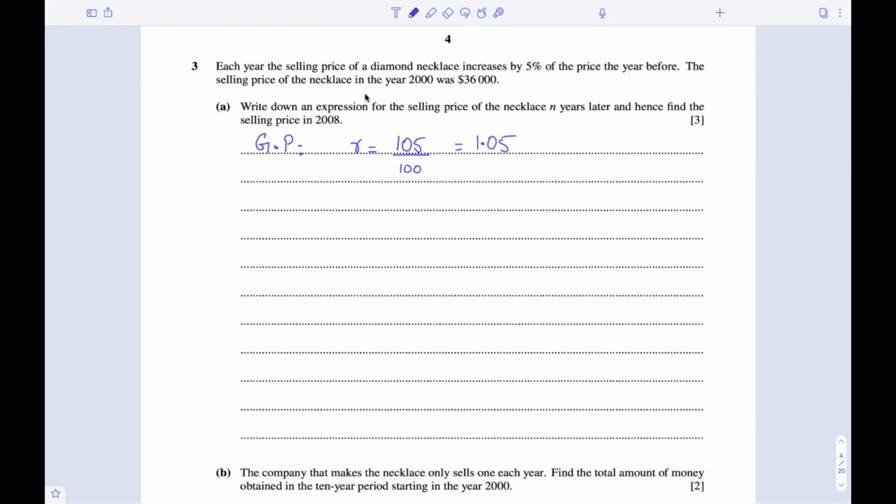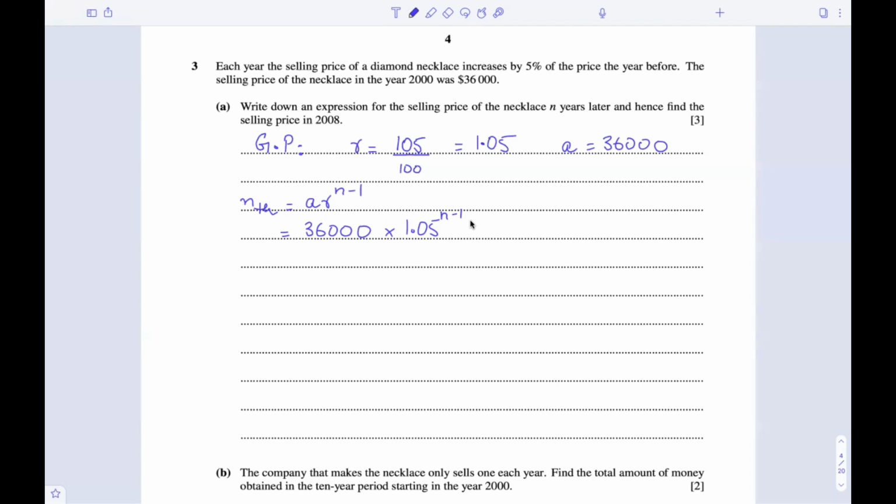The selling price of the necklace in the year 2000 was $36,000. We have to write an expression for the necklace n years later. So we can say that A is equal to $36,000. Nth term of a geometric progression is given by AR to the power n minus 1. So we have A is equal to 36,000 times 1.05 to the power n minus 1. So this is the expression for the selling price of the necklace n years later.